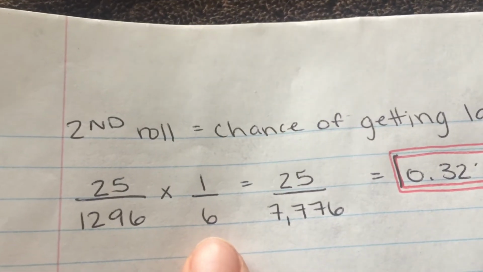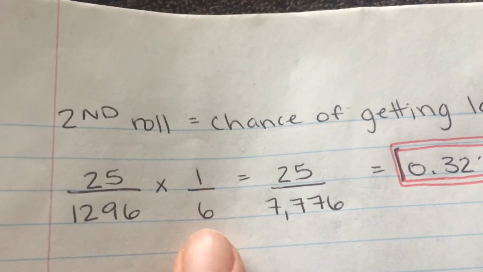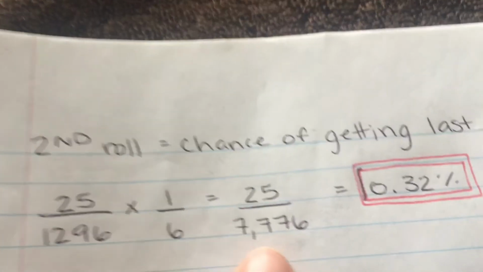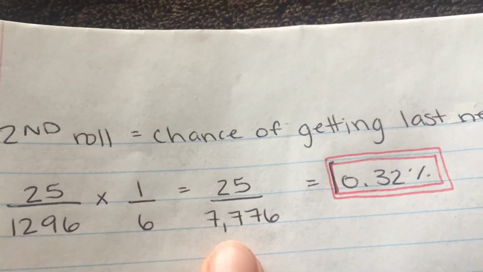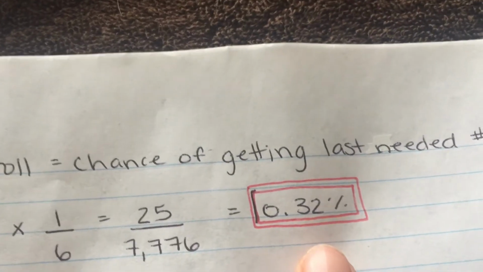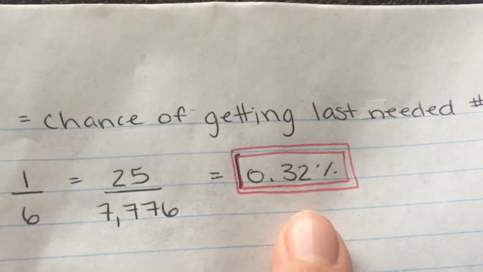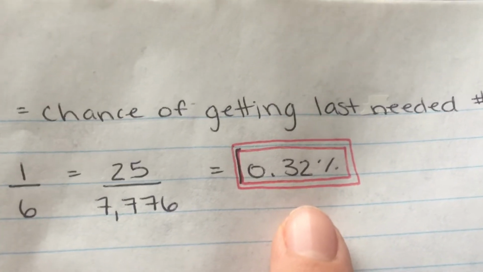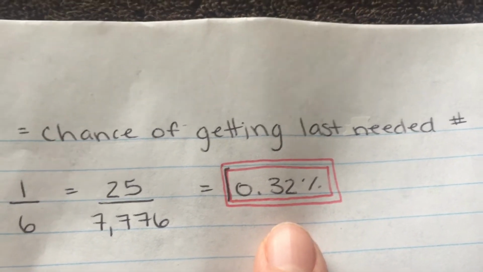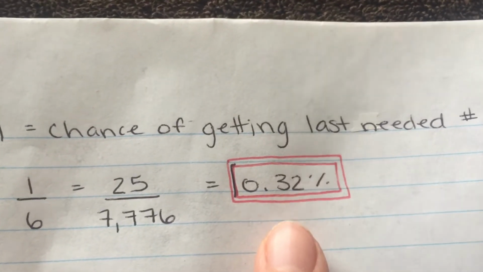You're going to multiply it by your 1/6 chance of getting that one number with your 1 dice, which gives you 25 over 7,776, or a 0.32% chance of rolling a Yahtzee in 2 rolls with a 4 of a kind on the first roll. So odds still are not that great.